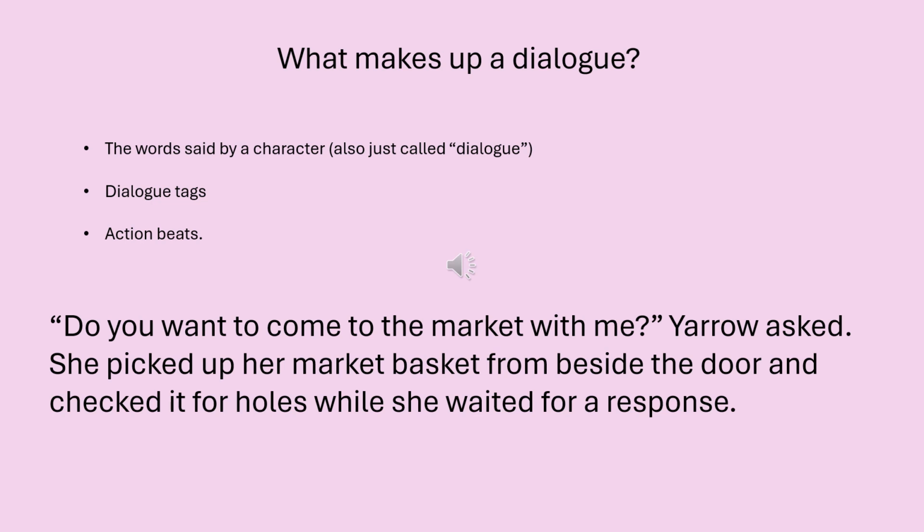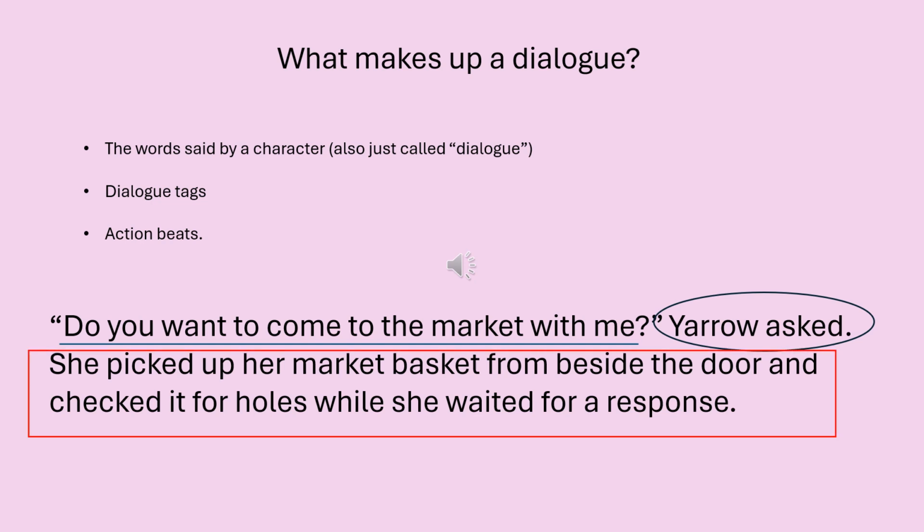So, "Do you want to come to the market with me?" is the words said, or the dialogue. Yarrow asked is the dialogue tag, and then she picked up her market basket from beside the door and checked it for holes while she waited for a response is an action beat. So these are the 3 elements of dialogue. This is like a vocabulary thing. We're going to continue to talk about these, so I wanted to make sure that we defined all 3 of these things.